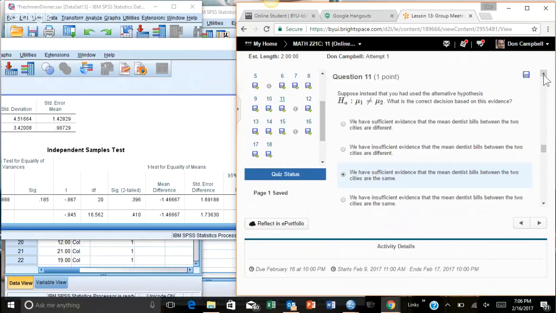Wait a minute. It should be D. Should be D? Okay. I back that idea. Okay, let's change that.